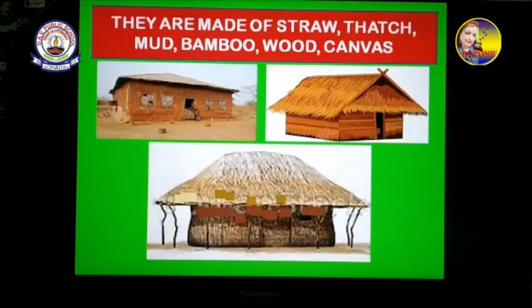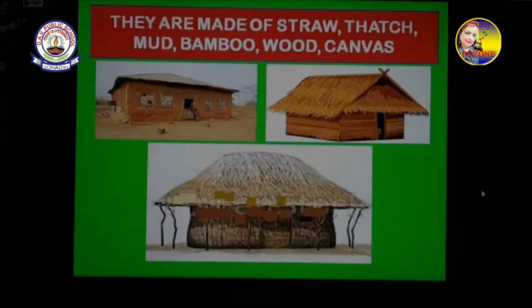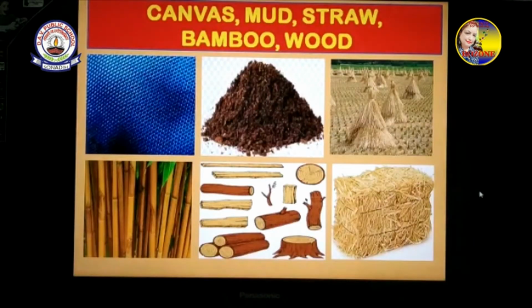They are made of straw, thatch, mud, bamboo, wood, canvas. These are the materials which we use to make the different types of houses. You will find bamboo, wood, canvas, all these things are used to make these temporary houses. Thatch, straw, these houses are made of these materials. And some more houses you will find: canvas, mud, straw, bamboo, wood. These are also some materials with which we make our houses.